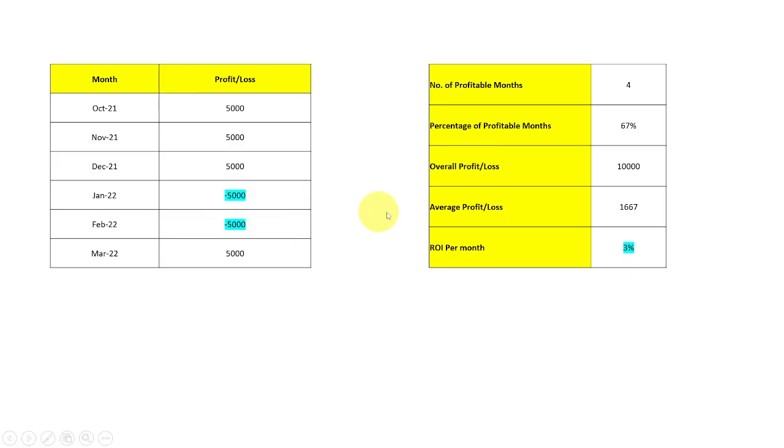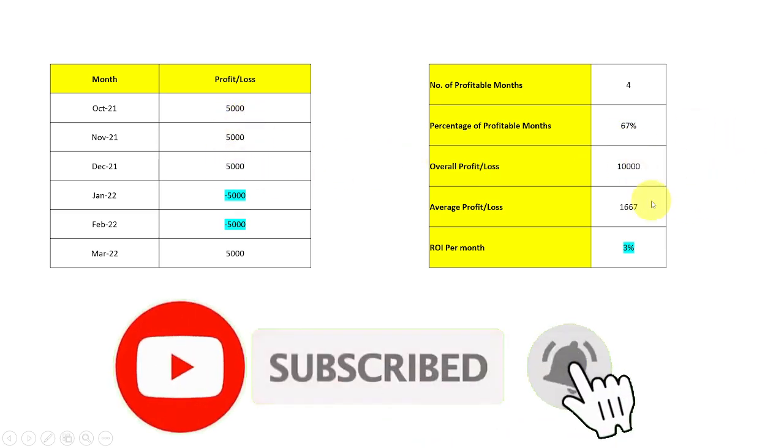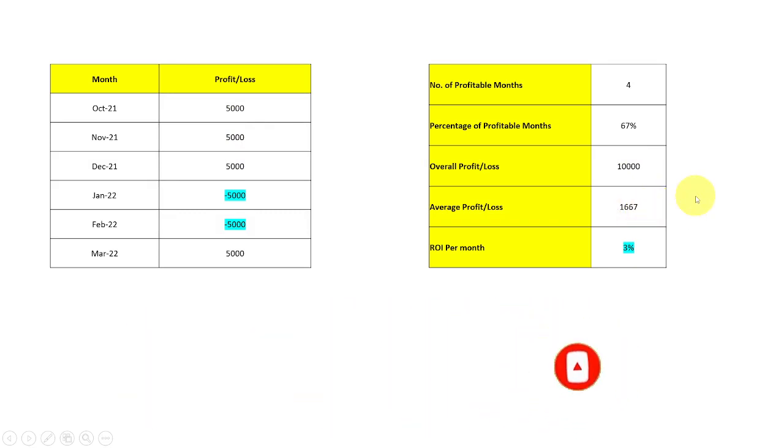I have given the last 6 months of backtested data. You can see, as I showed you, March was in profit and February was in loss. And of the other 4 months, 3 were in profit and 1 was in loss. So overall, if you see the summary, out of 6 months, 4 were in profit, which is almost 67% profitable months. Overall profit is 10,000, and the average profit or loss per month is around 1,660.